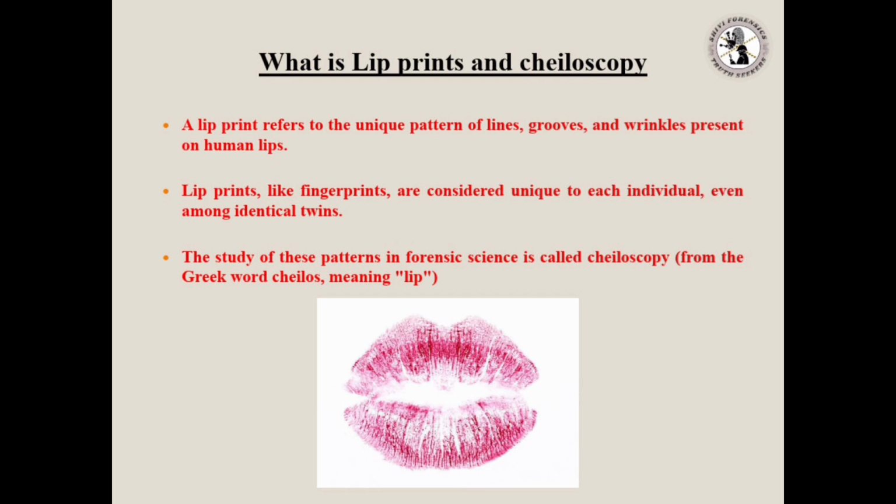So let's start. A lip print refers to the unique pattern of lines, grooves, and wrinkles present on the lip. As we know, fingerprints are considered unique to each individual, even among identical twins, and like that, lip prints also have a unique pattern of lines, which is considered unique to each individual. So we use these unique patterns of lines, grooves, and wrinkles present on the lip for criminal identification purposes. The study of these lip patterns in forensic science is called stereoscopy.